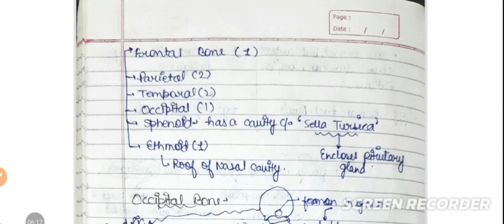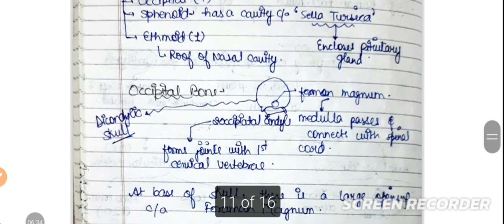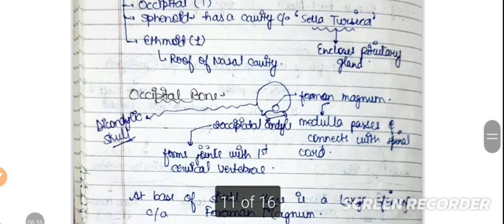So when we talk about the frontal bone, the occipital bone and the ethmoid bone, these bones are not the paired ones. Parietal and temporal are the paired bones. Now here I have some special concept, a little bit of extra concept about the occipital bone.